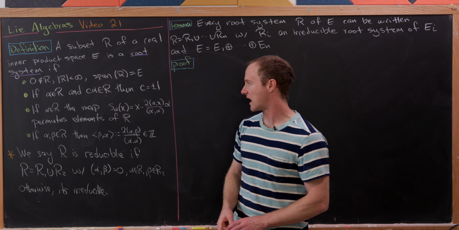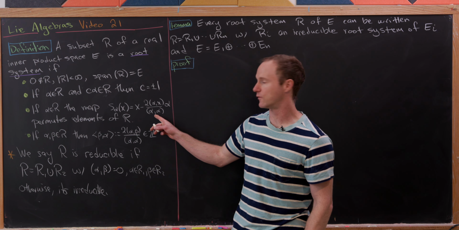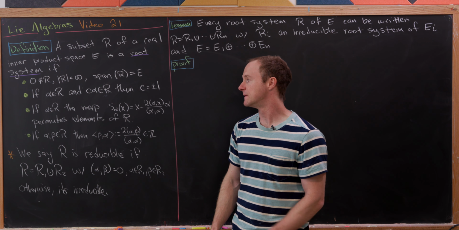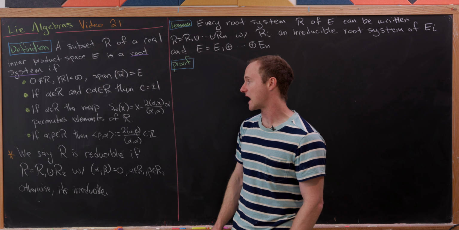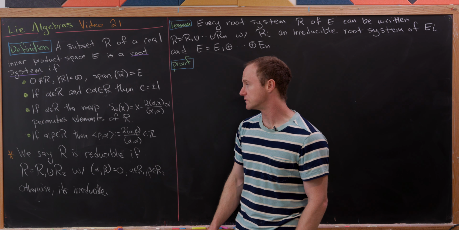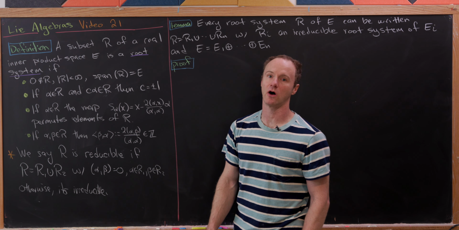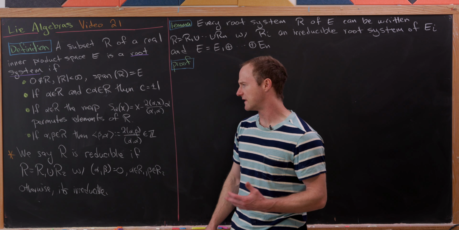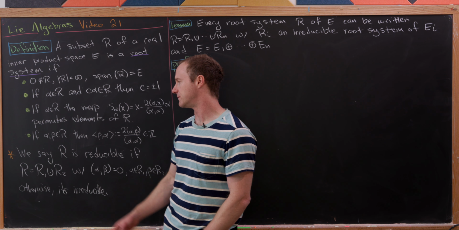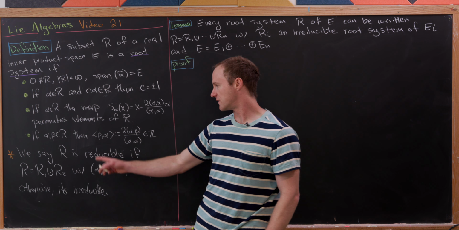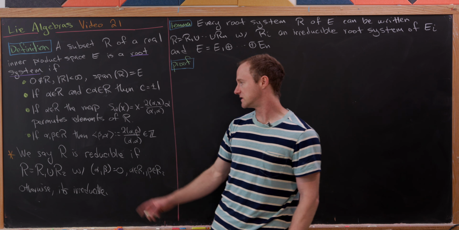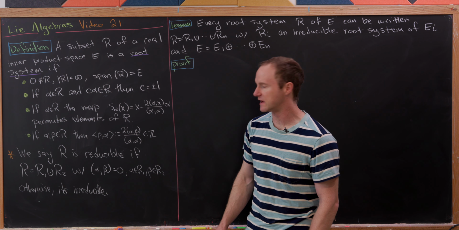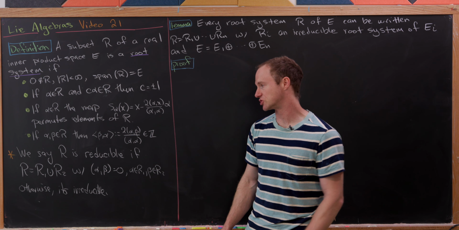Next, if alpha is in R, then this map S alpha, which takes x to x minus 2 inner product of alpha with x over inner product of alpha with alpha, in the alpha direction, that map, which is a reflection through a hyperplane, permutes the elements of R. And then one last thing, if alpha and beta are in R, then this bilinear-like form, beta alpha, defined by 2 inner product of alpha and beta over inner product of alpha and alpha, is an integer.